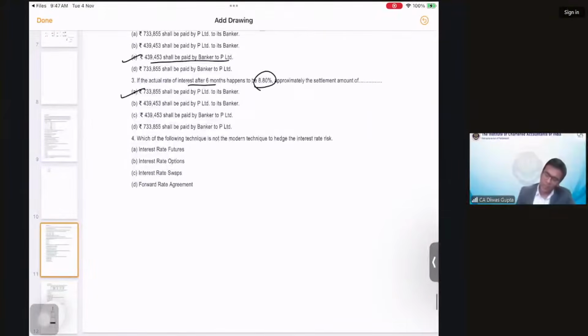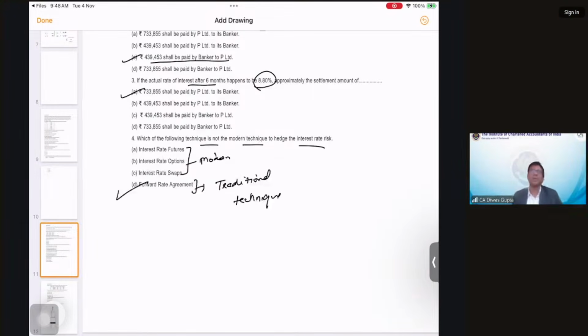Okay. Now, which of the following techniques is not a modern technique to hedge against the interest rate risk, students? This was an easier one we discussed just some time back, whether it is interest rate futures, options, swaps, or forward rate agreements. So all these are modern techniques, and this is a traditional technique. I hope this is clear, students.